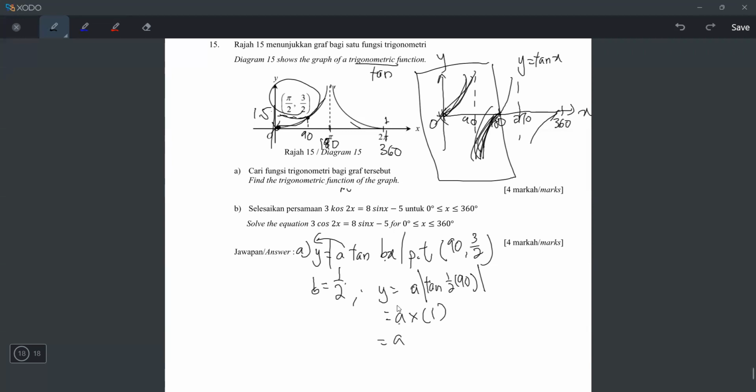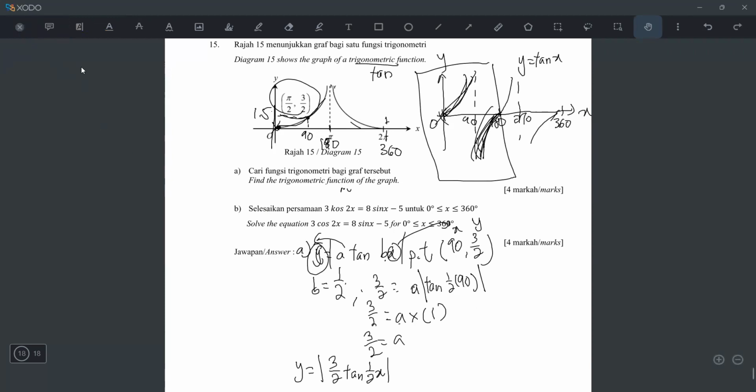A. But the y also I will replace, right? The y also I will replace with 3 over 2. It means this y I will replace with the y coordinate, and then the x I will replace with 90. So the A is 3 over 2. So now my full equation will be y equals modulus 3 over 2 tangent, which is tangent 1 to x. Okay, B, question B.